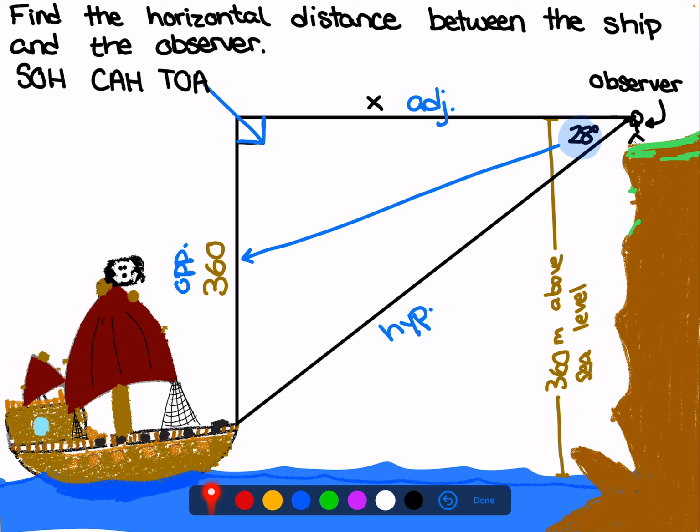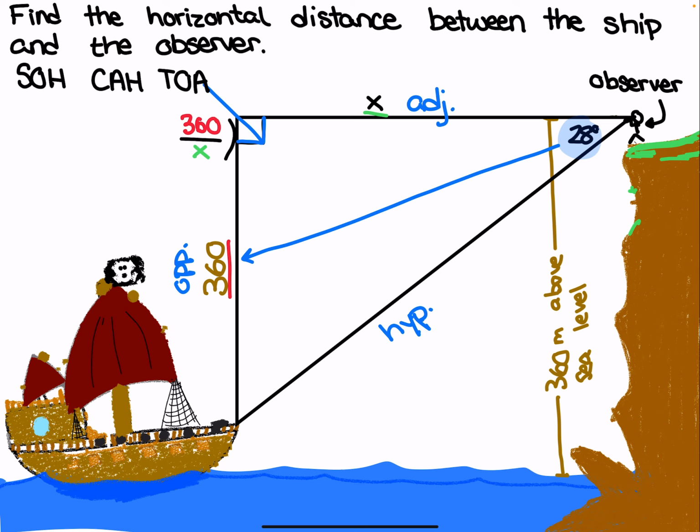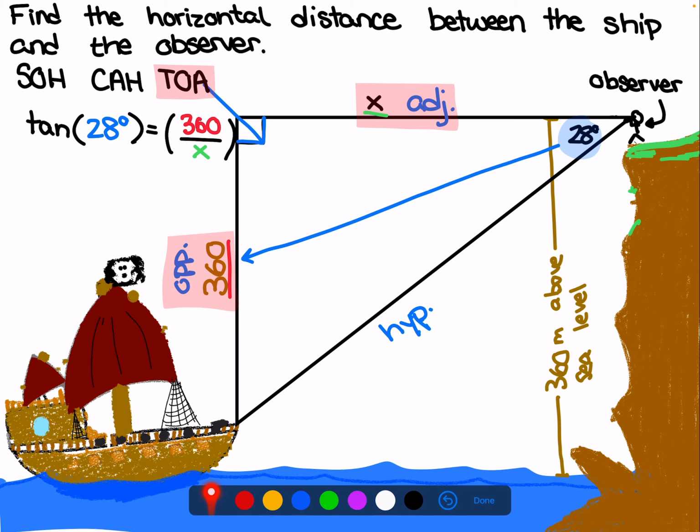At this point, let's go ahead and determine which trig function we want to use. Well, what's given on our triangle, which has value? Side opposite has a value of 360. The adjacent side has a value of x. So we're using opposite and adjacent. Well, which one has opposite and adjacent? Tangent. So therefore we have tangent of 28 degrees equals opposite 360 over adjacent x. From here we just need to solve for x.